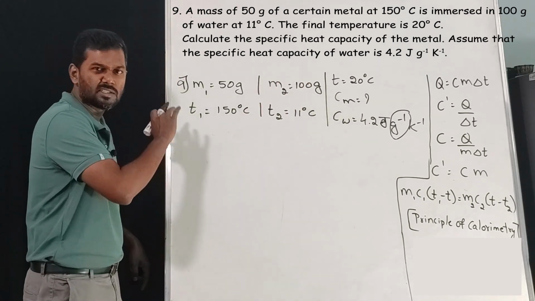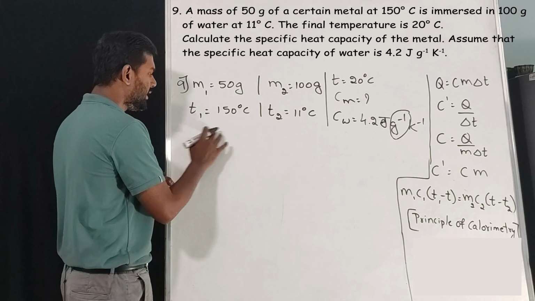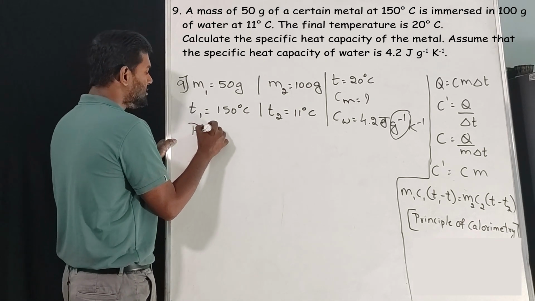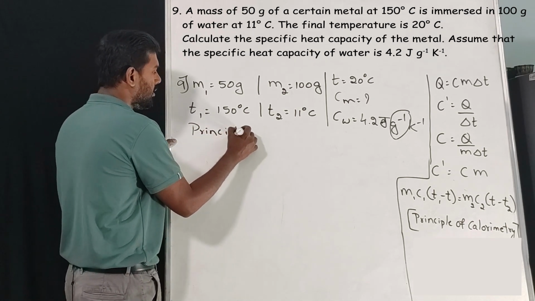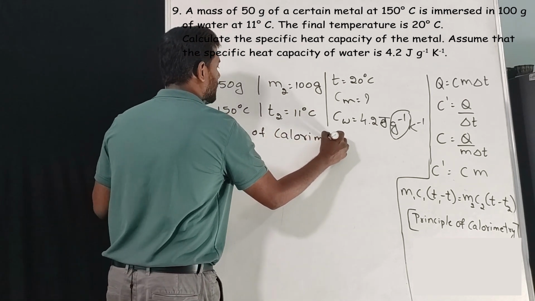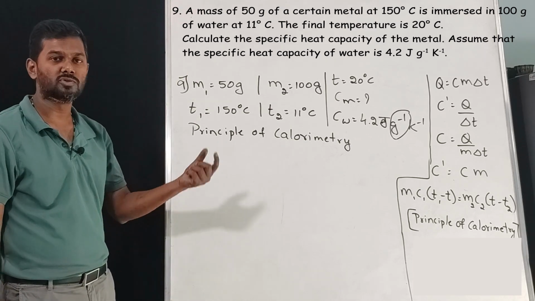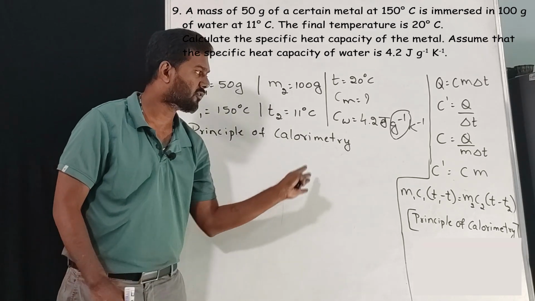Now all these are the given data. Now we'll apply the formula. See, the first thing you need to write is principle of calorimetry. Okay, see, I told you, right, in this kind of questions few students first solve the first half and second half, then they substitute.